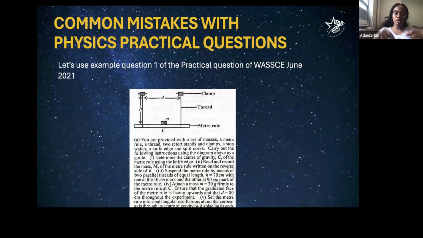So you're supposed to suspend a ruler with two threads, and of course there will be fixed positions at both ends, and then you make the ruler oscillate when you have a mass around the center of gravity C of the ruler. So you definitely need a timer, like a stopwatch, to time the oscillation. This is an example of a simple harmonic oscillation.